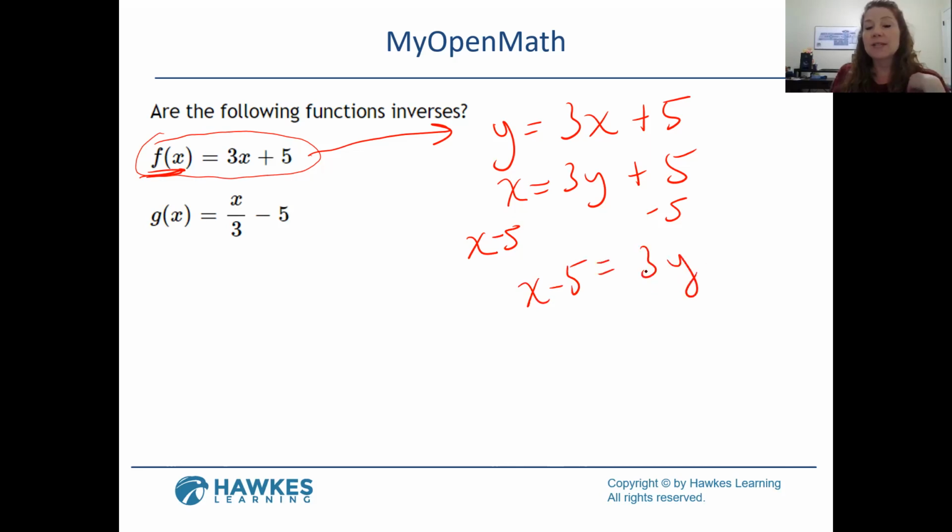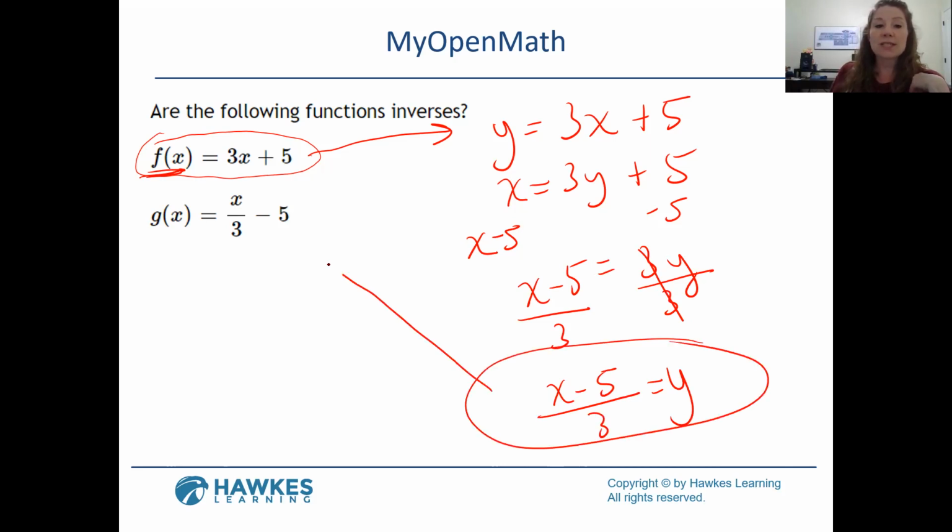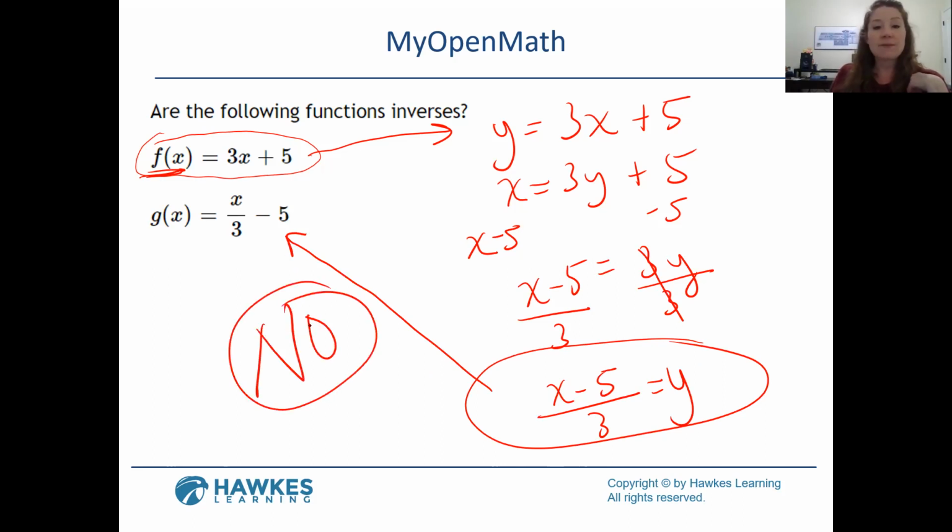And then what's the opposite of times 3? It's divided by 3. And I want to know, does the other equation say that y equals x minus 5 divided by 3? Well, it's super close, isn't it? But the answer is no. They're not inverses, because x divided by 3 minus 5 is not the same thing as x minus 5, the whole thing, divided by 3. So this answer is no, because they don't match exactly.